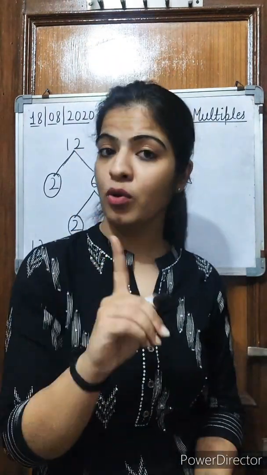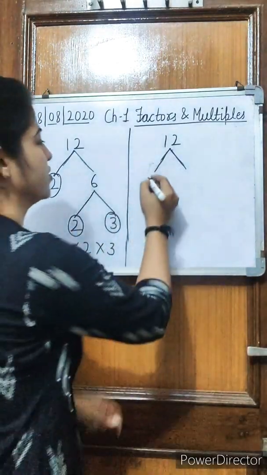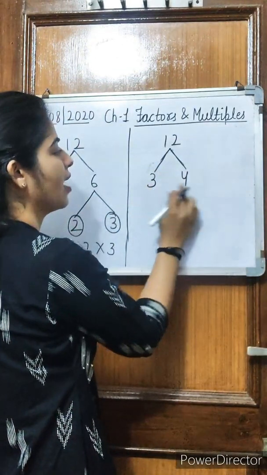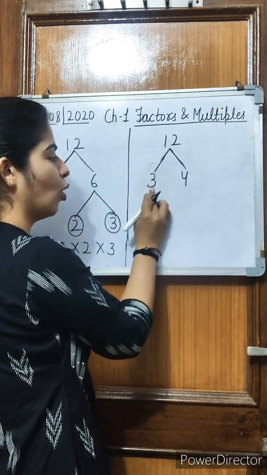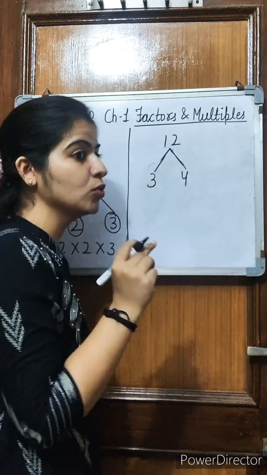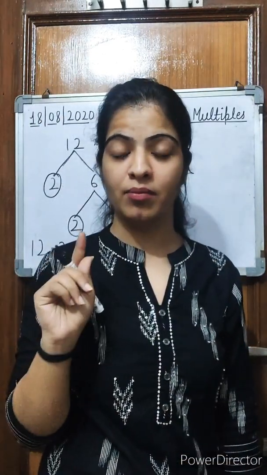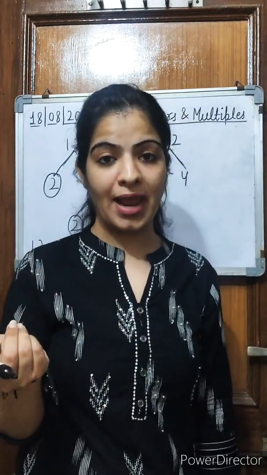Now we will make one more arrangement of 12. Here we can see 3 4s are 12. These are some other two factors of 12. Now we cannot break 3. Why? Because 3 is a prime number, and as you know, we cannot break a prime number. We have to break only composite numbers in terms of prime numbers.